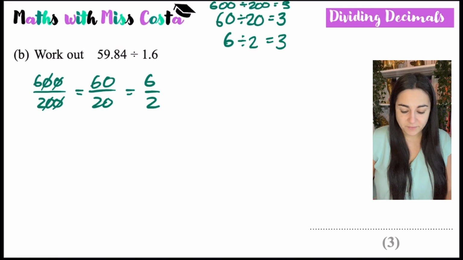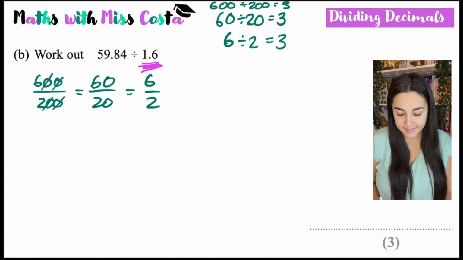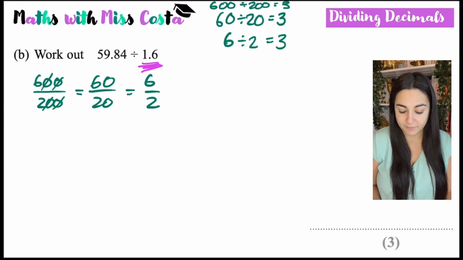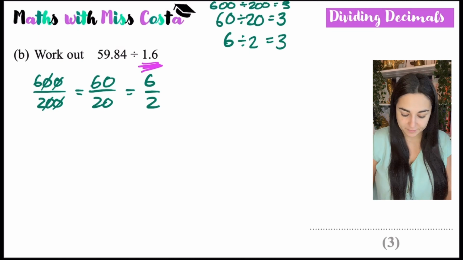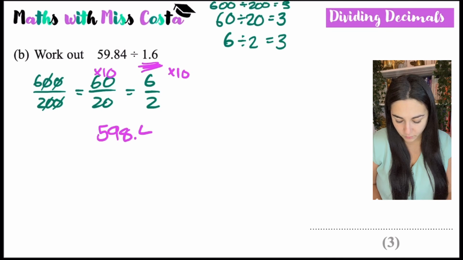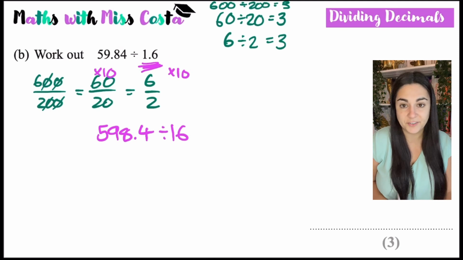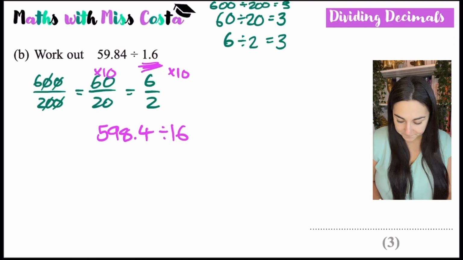So when I'm dividing, what I generally want to do is have the number that is being divided by, so 59.84 is being divided by 1.6, I want to turn that into an integer to make life easier for myself. So I need to turn that into 16. So I need to multiply both parts of the equation by 10. So that would now become 598.4 divided by 16. Now it doesn't matter that the first part of the division isn't an integer because we can divide into a decimal. So you choose whichever way is best for you.